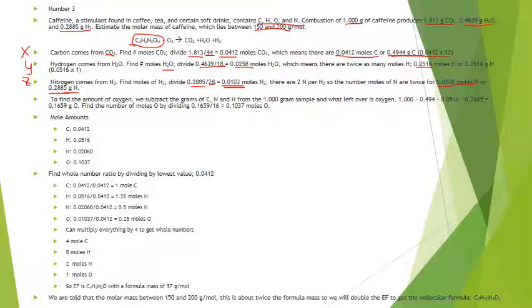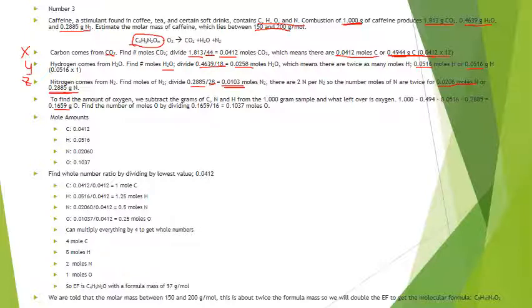Now, we don't have oxygen, but we have the total mass of the substance, 1 gram. We have the amount of carbon, which is 0.4944. We have the amount of hydrogen, 0.0516, and the amount of nitrogen. So we subtract these 3, the grams of X, Y, and Z, from our 1 gram. And when we do that, we get 0.659 grams of oxygen.